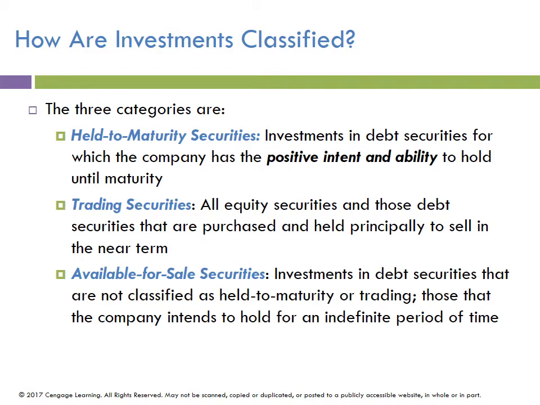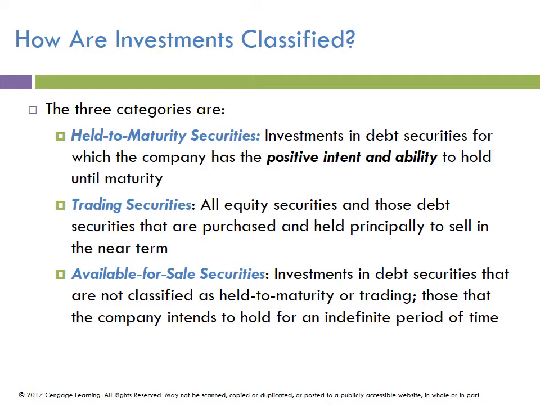And if it's an investment in debt or equity, well, debt that is not classified as held to maturity or trading, it's kind of that in-between category. Or any stock that's going to be held for an indefinite period of time, they go in available for sale securities. So here's the first thing. It's debt. All debt falls into one of these three categories.